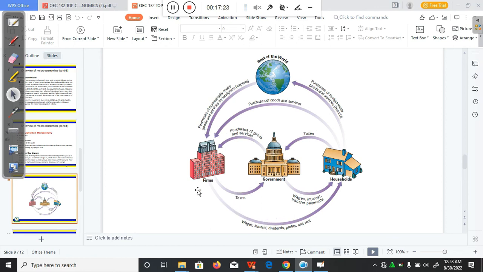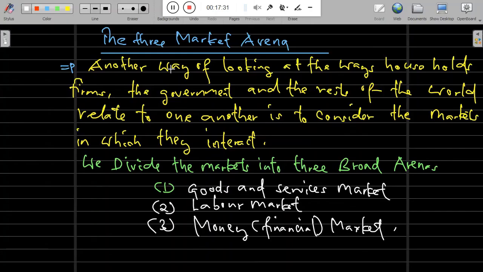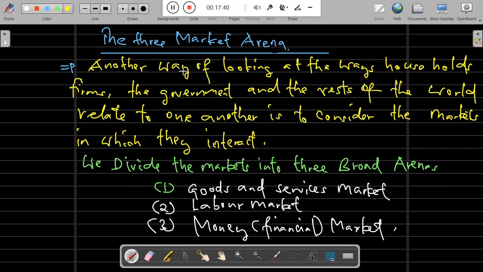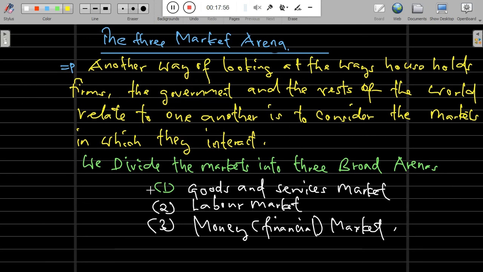Now the three market arenas we are discussing. Another way of looking at how households, firms, government, and the rest of the world relate to one another is to consider the markets in which they interact. We divide the markets into three broad arenas. First, the goods and services market; second, the labor market; and third, what is known as the money or financial market.